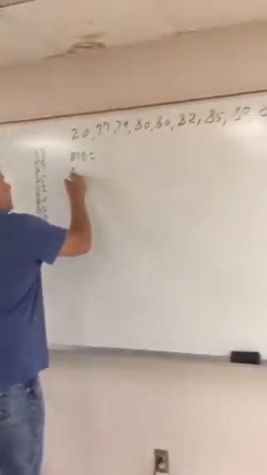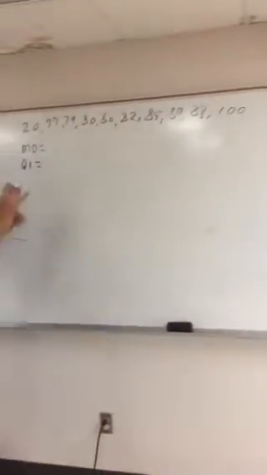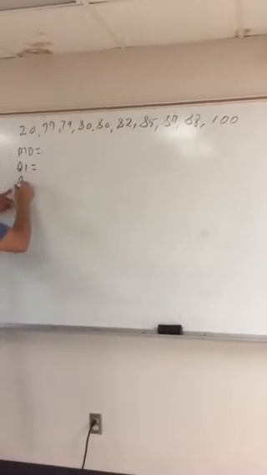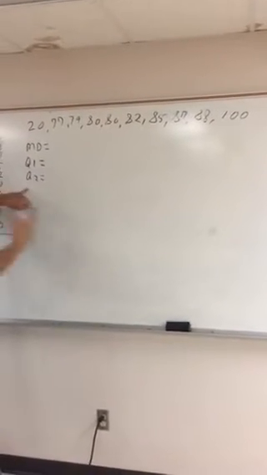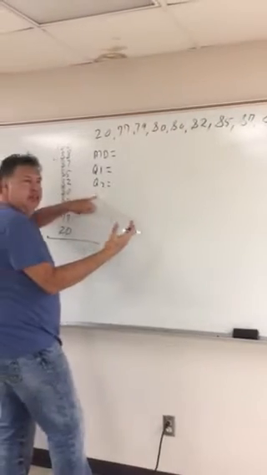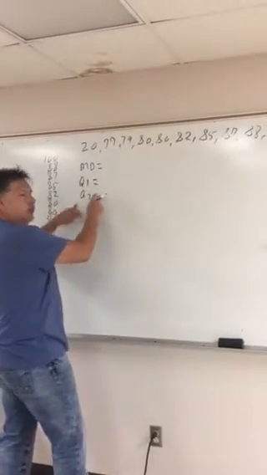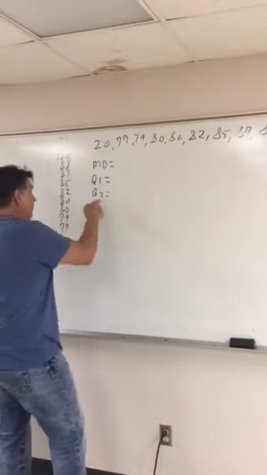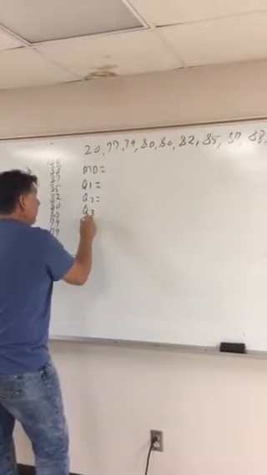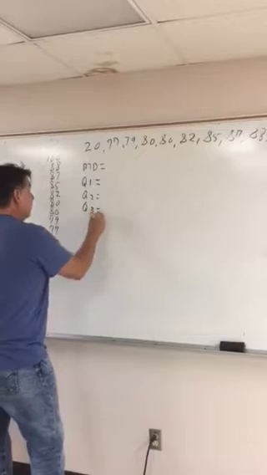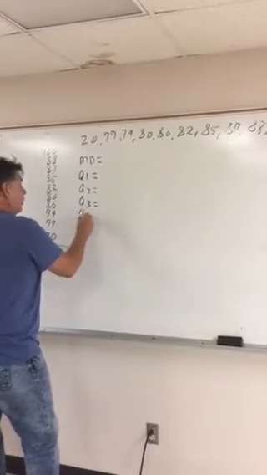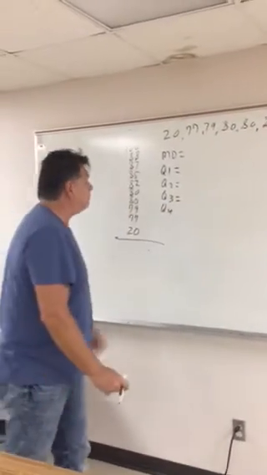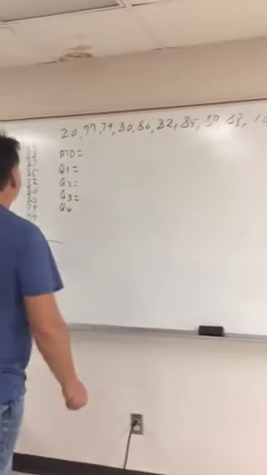So I want to find Q1, which would be the first 25%, Q2, which would be the second 25%, and from Q1 to Q2 is 50%. So this is going to be my median. And then Q3, which would be at 75%, and then Q4 would contain all of my data. So we're going to find that right now.